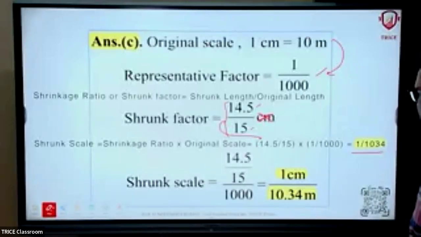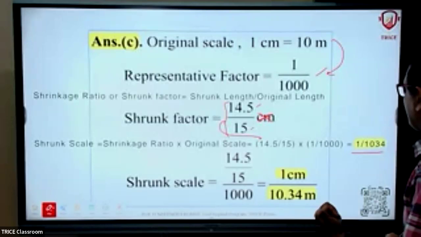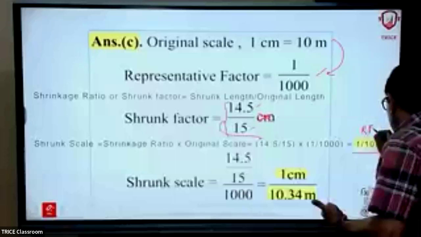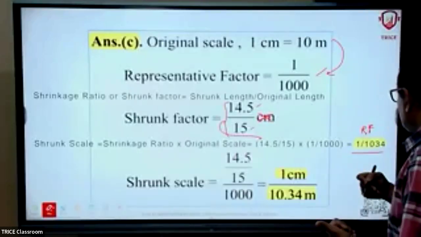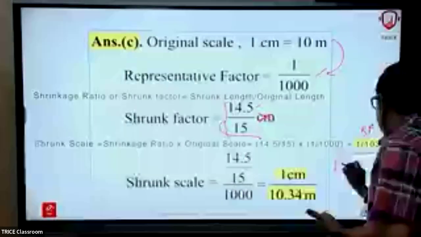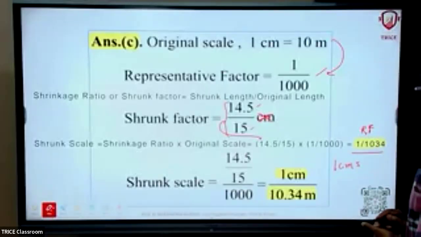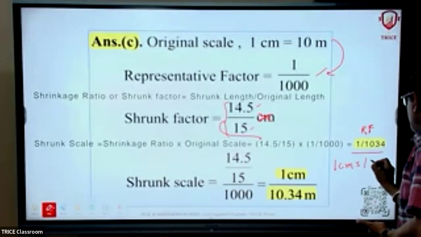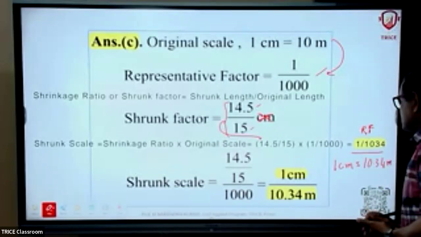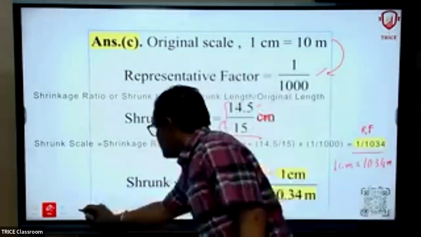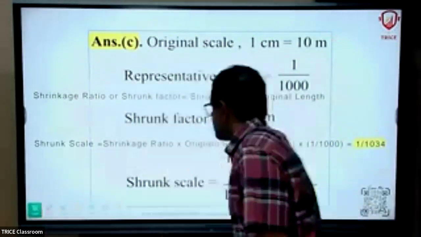But in the question slide, I'm sorry, it is given in terms of scale. So here this is the RF value, and I need to convert it into scale. So this becomes 1 centimeter is equal to, if I convert into meter, 10.34 meter. So I need to search for this. Answer is C. It is there in the question slide.